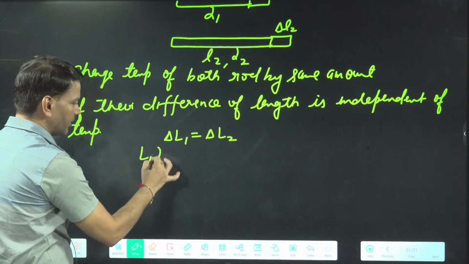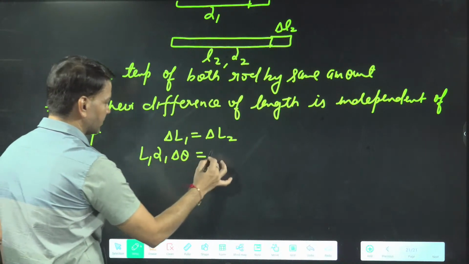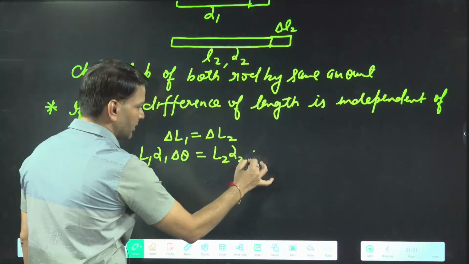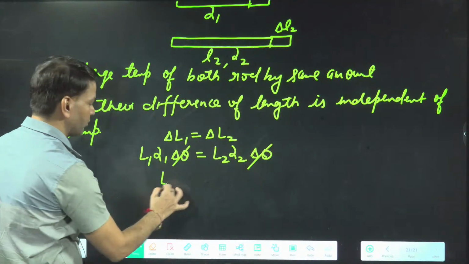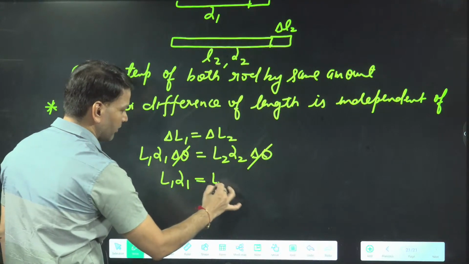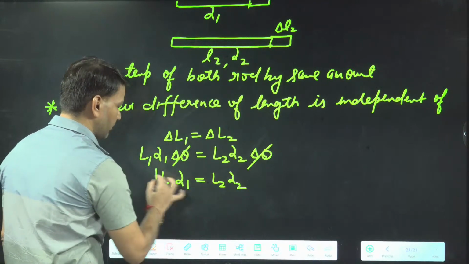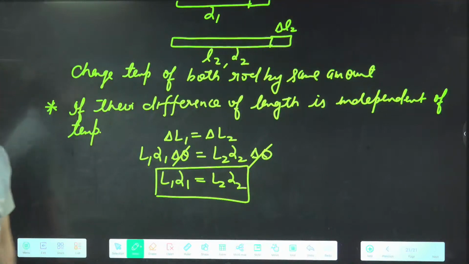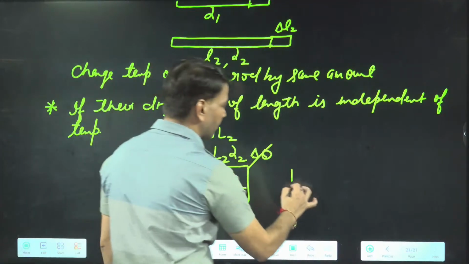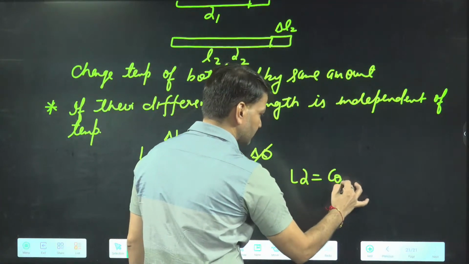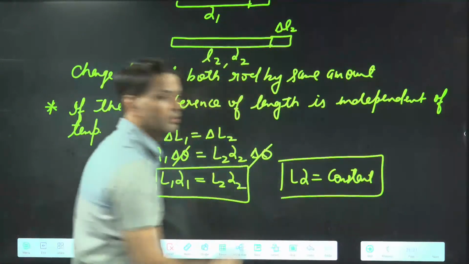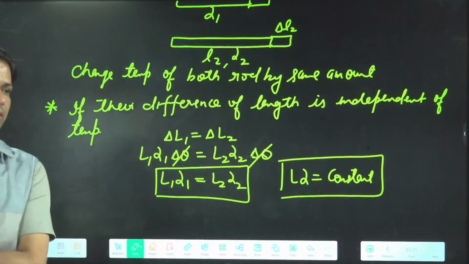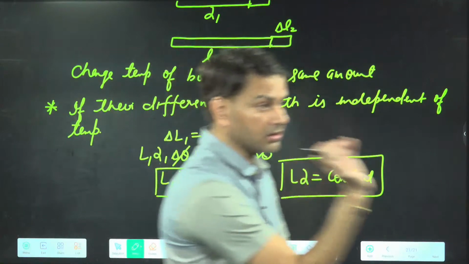L1 alpha 1 delta theta is equal to L2 alpha 2 delta theta. Same temperature change, so that's why delta theta cancels out. So what is the condition I got? L1 alpha 1 is equal to L2 alpha 2. Or I can say L alpha is equal to constant. So remember that condition and read the question carefully.